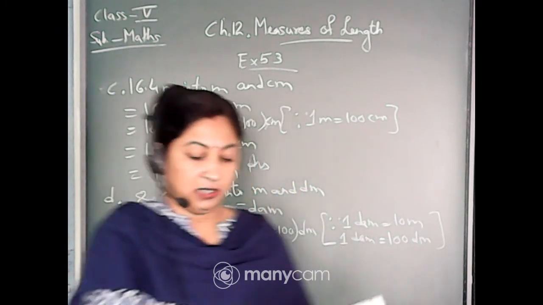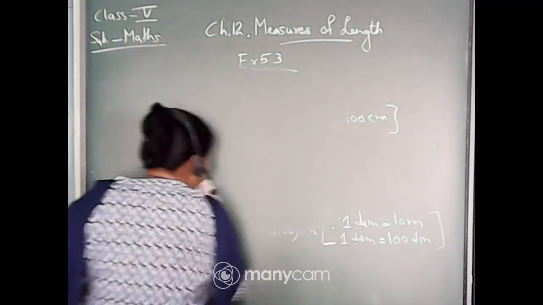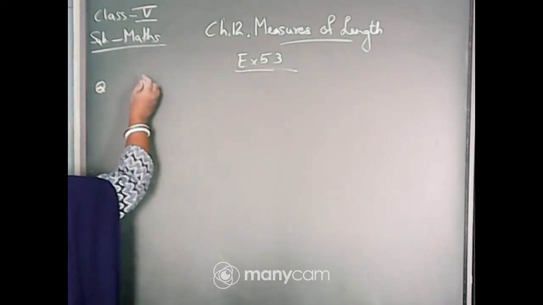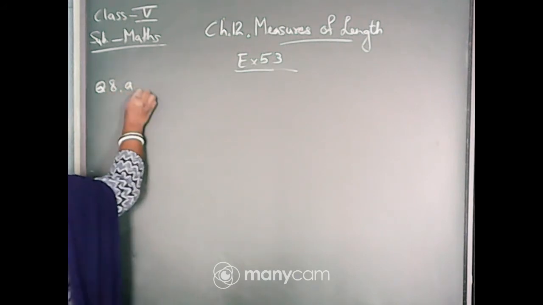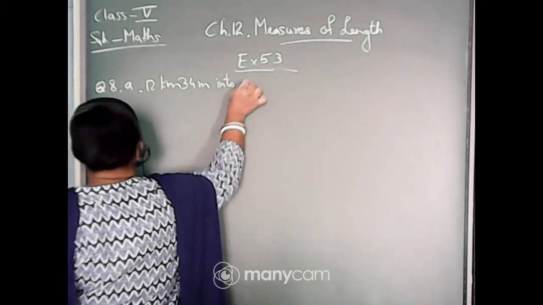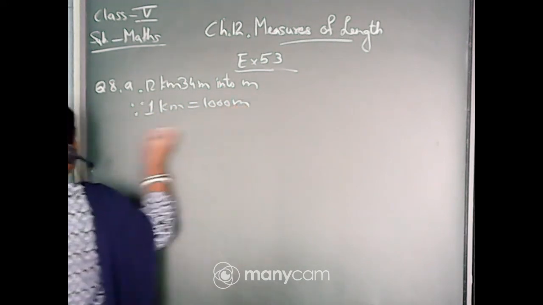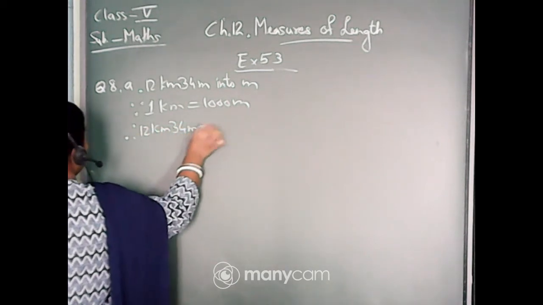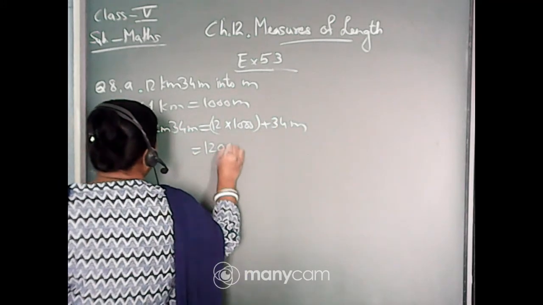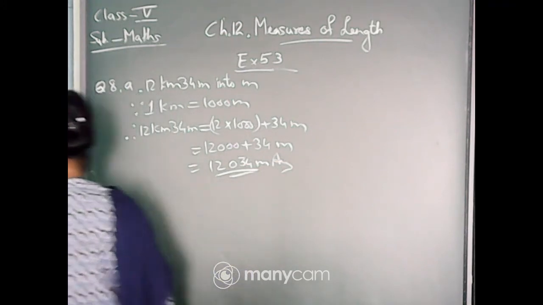12 kilometer and 34 meter you have to convert. This conversion is a little bit easier than question numbers 6 and 7. Question number 8, number 1: 12 kilometer and 34 meter you have to convert into meter. It is very easy, isn't it? Since 1 kilometer is equal to 1000 meter, therefore 12 kilometer and 34 meter is equal to 12 into 1000 plus 34 meter. So this we are getting 12000 plus 34, that is 12034 meter, the answer for number 1.